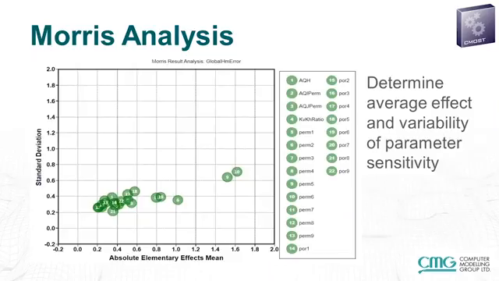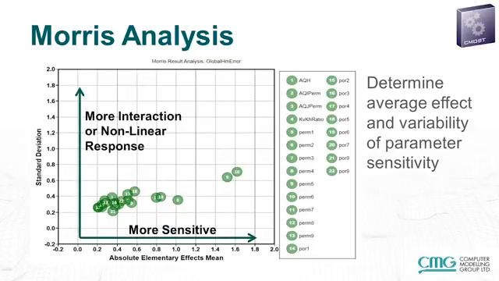Another way of viewing these types of results is through the Morris analysis, where we can determine the average effect of each parameter, as well as the variability of that effect as we go from low to high values. If we look on the x-axis of this plot, as we move more towards the right, we can see which parameters are more sensitive or have greater impact on our results. And as we move up the curve, we have more interaction or more nonlinear response based on the variability of that response. So in this instance, we can see parameters 9 and 10, which correspond to the permeabilities in regions 5 and 6, would be the most sensitive parameters.